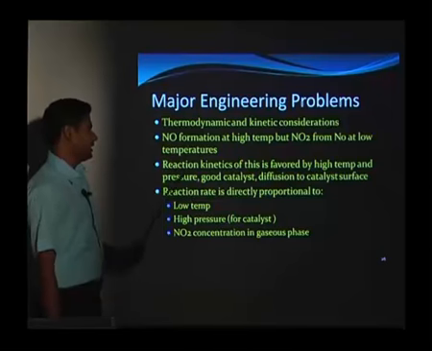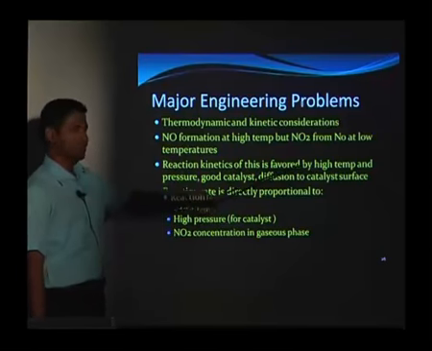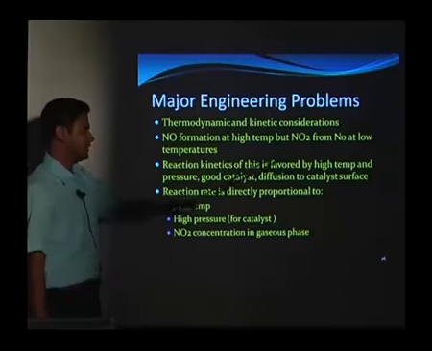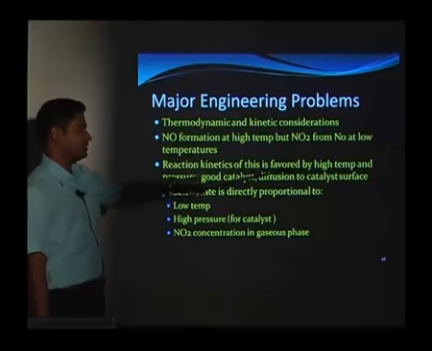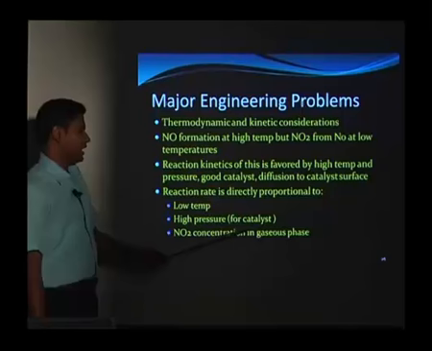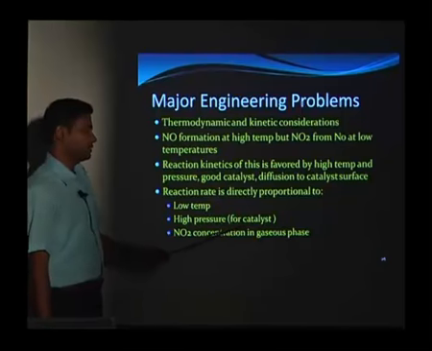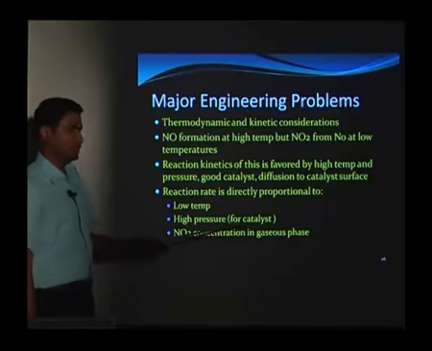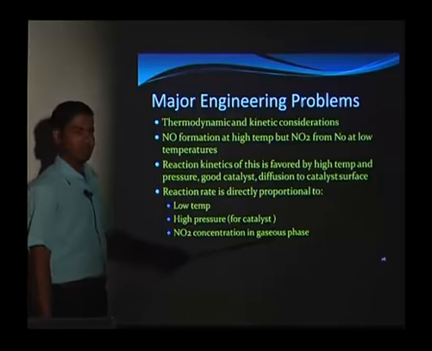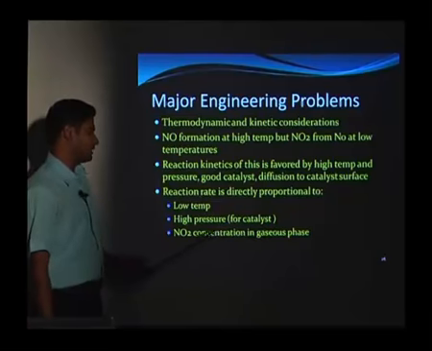Here the catalytic reaction is favored by high temperature but not too high, because at too high or too low a temperature the conversion will be less. As the reaction is exothermic, low temperature is always essential. Then high pressure brings more gas particles to the catalyst, and the more gas particles reach the catalyst, the more the reaction rate. And if the NO2 concentration is high in the gaseous phase, it will favor the reaction and we get good quality nitric acid.